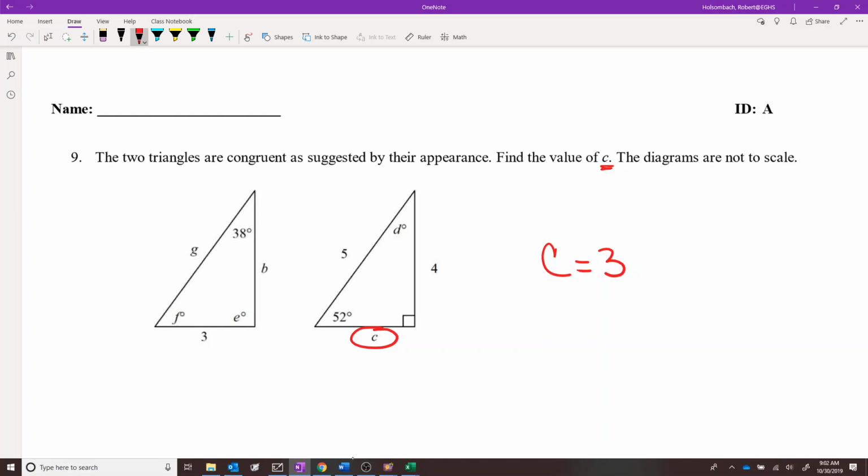Tomorrow, on your quiz, you're going to be asked to find the value of all of these variables. Okay? You're going to be asked to find the value of all of the variables. And I may rotate one of the triangles and give you a congruent statement. And if I do that, you just have to find corresponding parts. Okay? And we've done that this week. This one won't be quite this easy tomorrow. Alright?